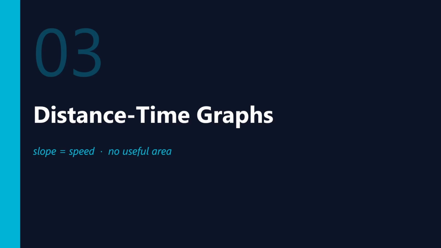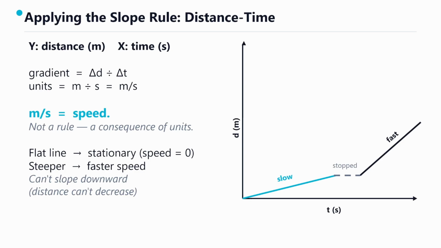The first graph we're going to be talking about in physics is the distance time graph. The y-axis, distance in meters, the x-axis, time in seconds. So the slope, delta distance, or change in distance, divided by delta t, the change in time. So units, meters per second. And that's speed. So slope equals speed, not because someone told you, but because those are the units and that's what meters per second means.